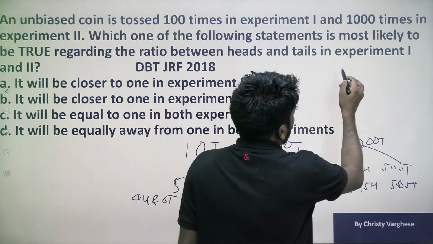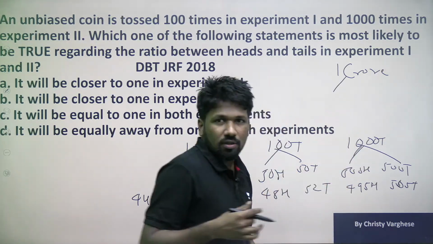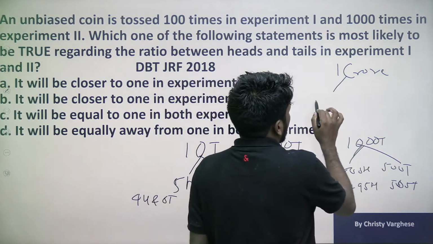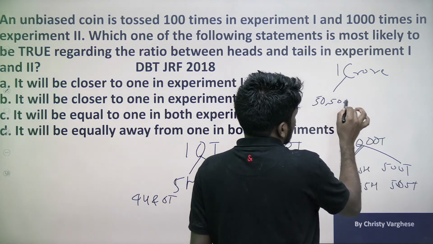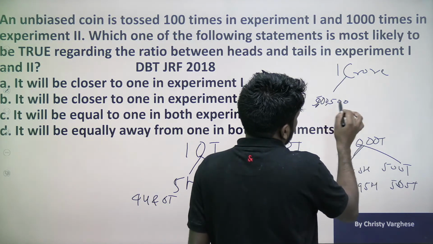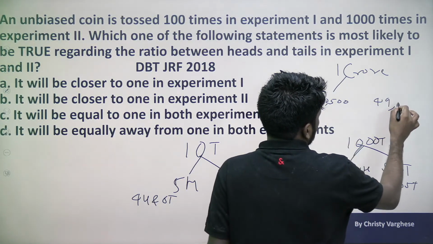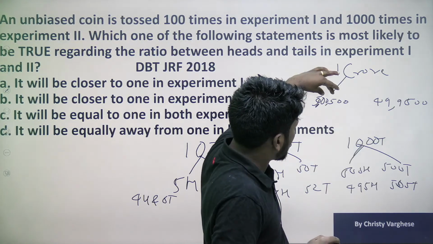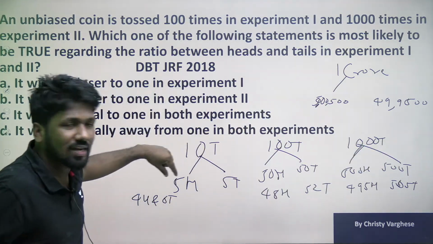Or think about the situation where you are tossing 1 crore times. If you are tossing 1 crore times, it is not necessary that you will get exactly 50 lakh. But it will be closer to 50 lakh, maybe 50 lakh 5,000, or 50 lakh 500 say. And the other one is 49 lakh 9,500. But still the ratio is more closer to 1 compared to this ratio, because the number of trials are less here, no?